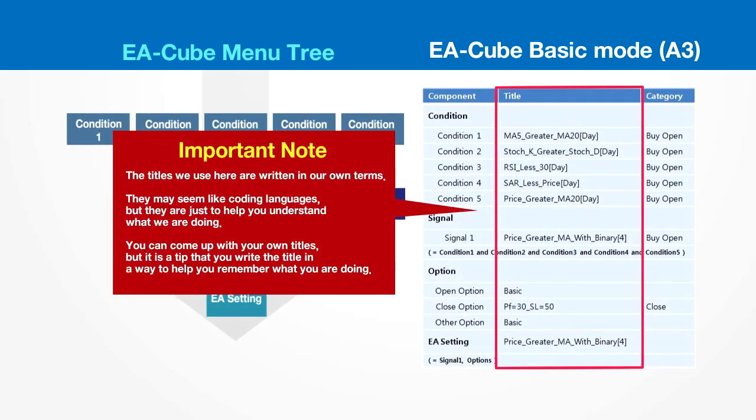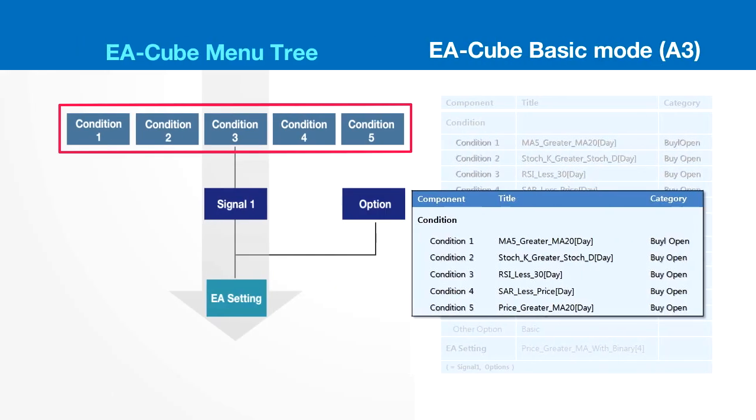Before we move on, there's an important reminder. The titles we use here are written in our own terms. They may seem like coding languages, but they're just to help you understand what we are doing. You can always come up with your own titles, but it is a tip that you write the title in a way that helps you remember what you are doing. There are 4 steps to this EA. In the first step, we'll set a prerequisite condition and 4 conditions for the binary.